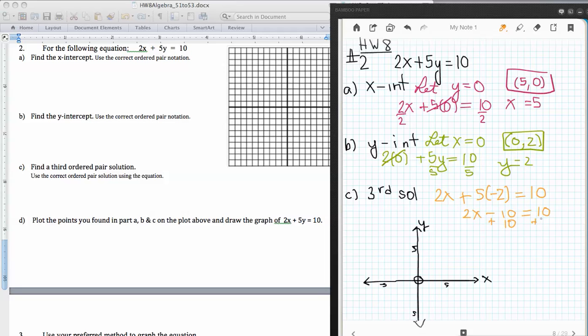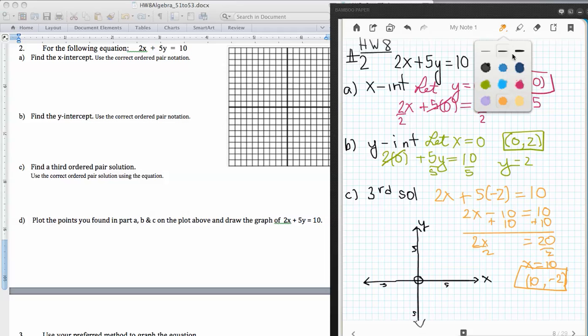So right now, I'm adding 10 to both sides. So I have 2x, which is equal to 20, and now I'm going to divide both sides by 2, and that is going to give me x is equal to 10. So now I have my ordered pair solution as x is equal to 10 and y is equal to negative 2. So now I have 1, 2, 3 points to graph, and remember, I always tell you that I would like you to graph 3 points for me.